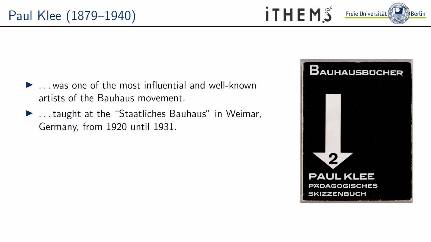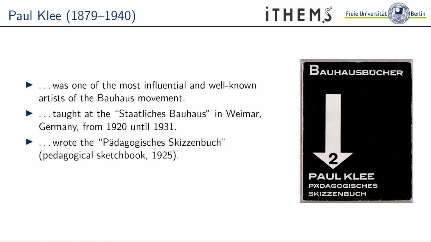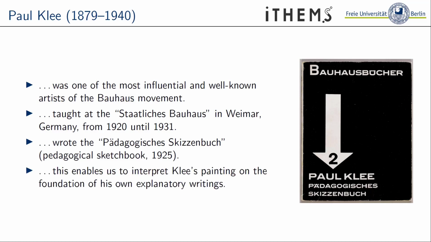Among other writings, he wrote the Pädagogisches Skizzenbuch in 1925. This is remarkable because he uses this book as an explanation of his symbols and his intentions of writing. Thus, given his writing, this enables us to interpret Klee's painting on the foundation of his own explanatory texts.